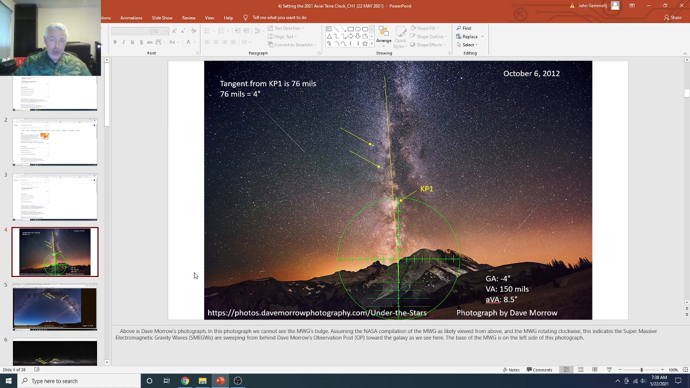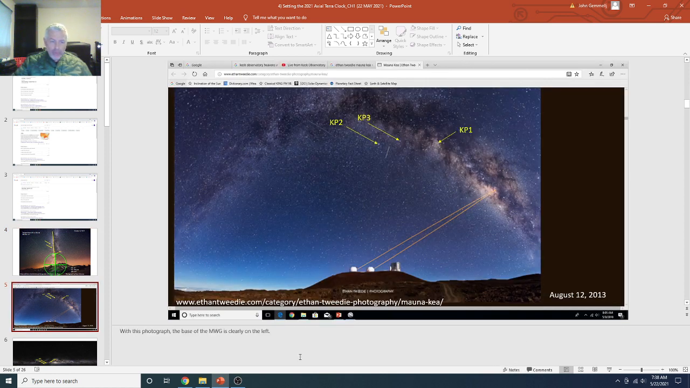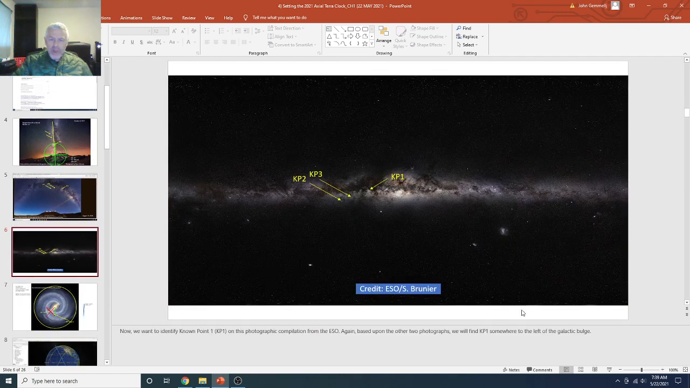Base, left side. All right. With this photograph, the base of the MOG is clearly on the left because it's over here. All right. Now we want to identify known point 1. Known point 1 on this photographic compilation from the ESO.